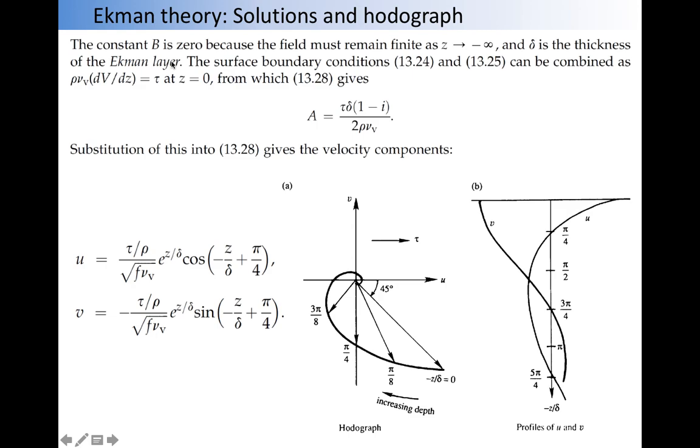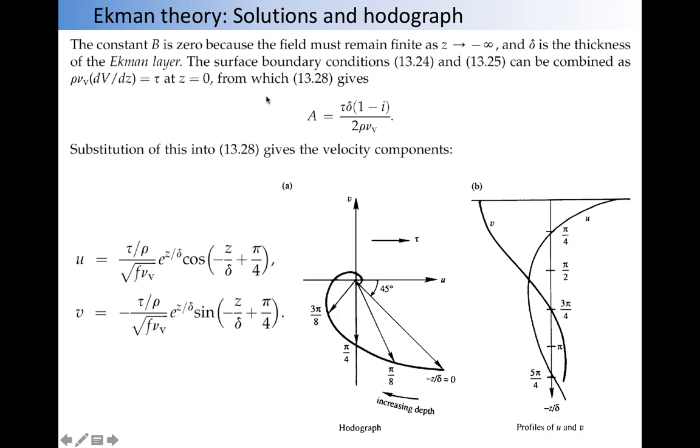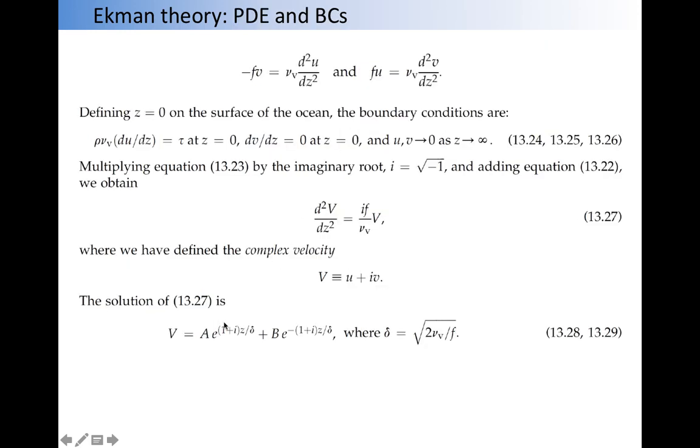So if you apply the surface boundary condition and bottom boundary condition, you can come up with what A and B are. And A is given this way: stress times Ekman depth with 1 minus i, and you can put it back in here and compute B. I think B should be 0, right, when it has infinite depth.